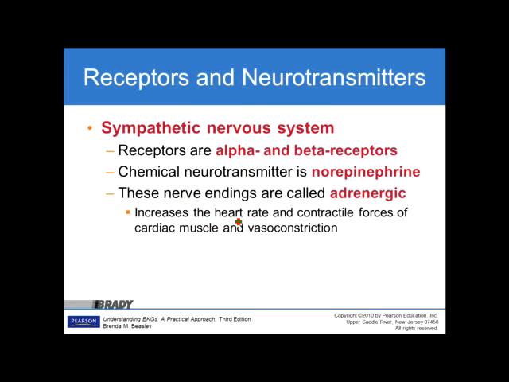Sympathetic nervous system has multiple receptor sites. Receptors are alpha and beta receptors. Their chemical neurotransmitter is norepinephrine. These nerve endings are called adrenergic. So whenever we see these receptor sites, they're through various locations throughout the body. We're going to consider them as adrenergic receptor sites. The adrenergic receptor sites increase the heart rate and contractile forces of the cardiac muscle and vasoconstriction. And if we'll just remember a few little things at this point, alphas equal vessels, and betas equal muscles.